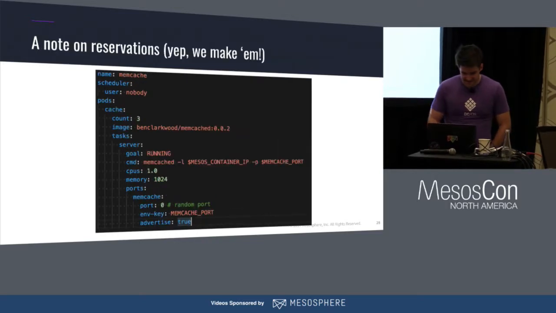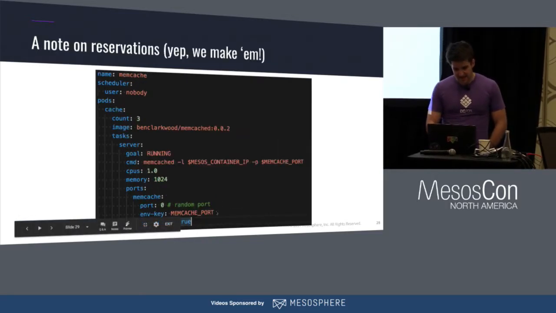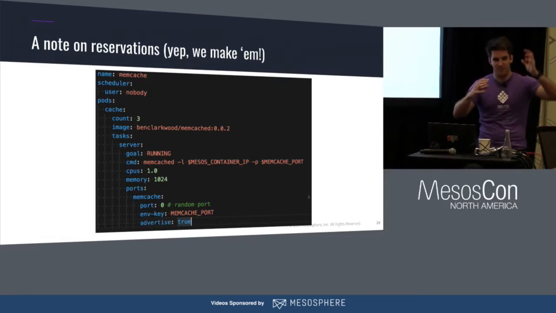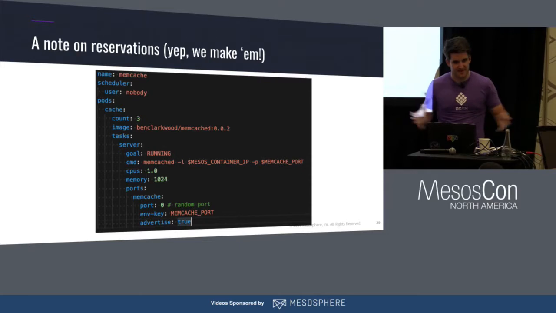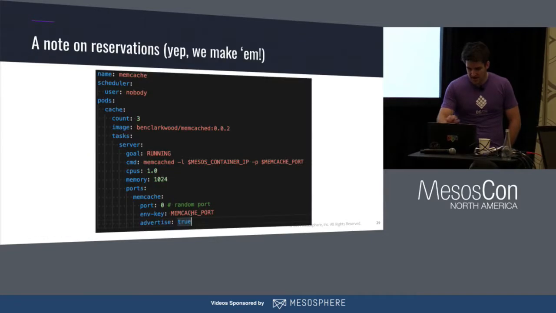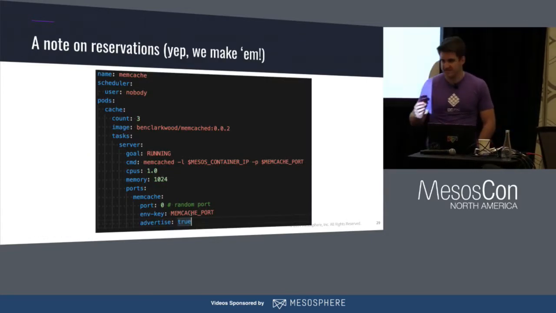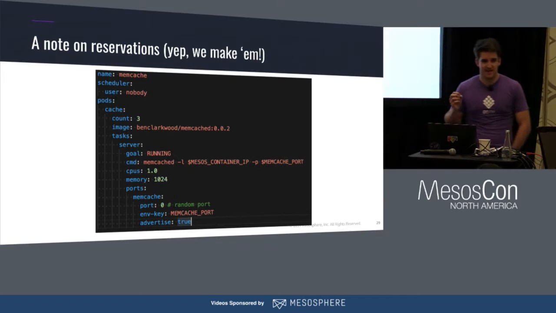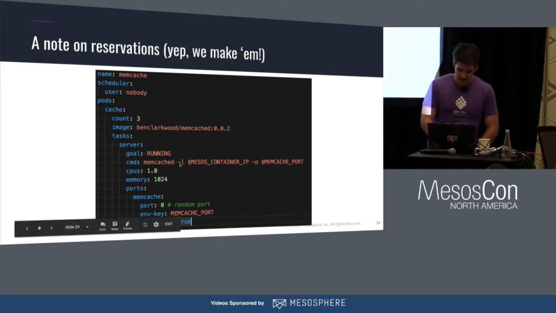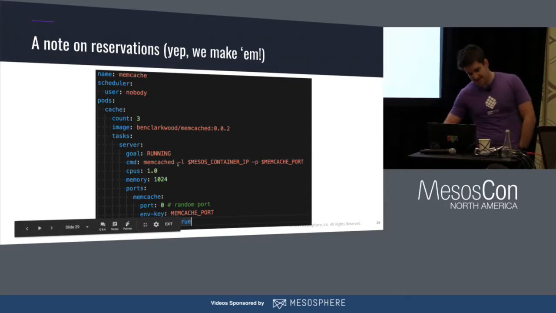So to be good citizens, we can come in here instead, and we can leverage some nice features. Say I have a bunch of developers, and I want to stack a bunch of different memcache frameworks on the same cluster. I don't really care about them overlapping because it's all different memcaches. There's some nice syntactic sugar: give me a random port, give it this env var, and then advertise. We'll see in a bit, basically it just means when someone calls the endpoints command, tell them that this endpoint is available.